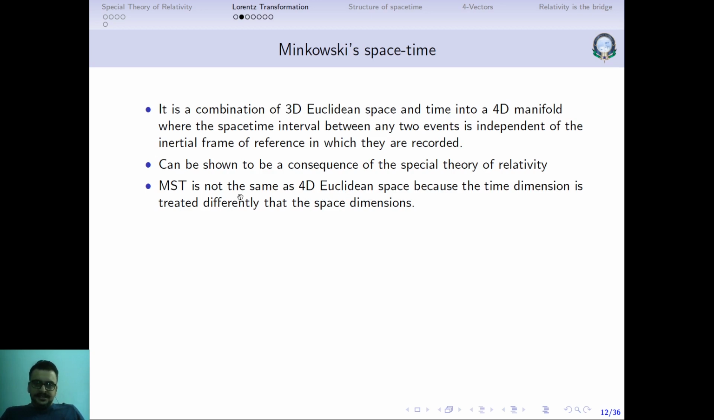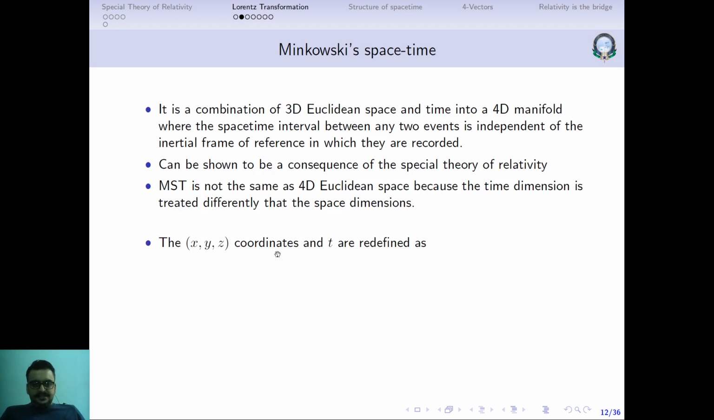The reason is that one of these coordinates, the time coordinate, is treated in a different way compared to the other space dimensions. The space dimensions are equivalent, but the time dimension is not equivalent to the other three space dimensions. So that's why it's not a four-dimensional Euclidean space.